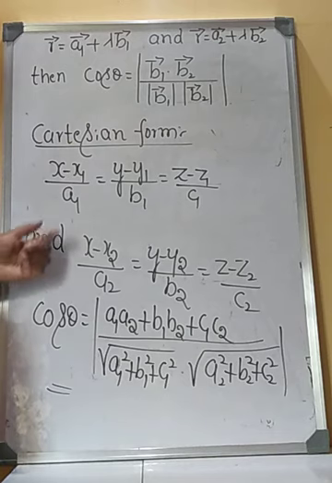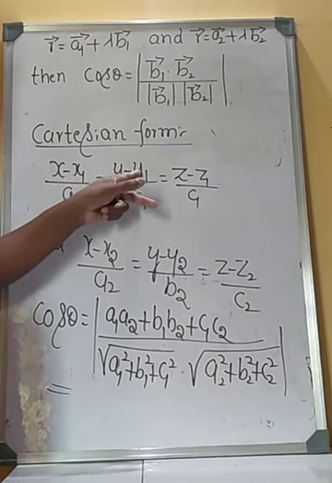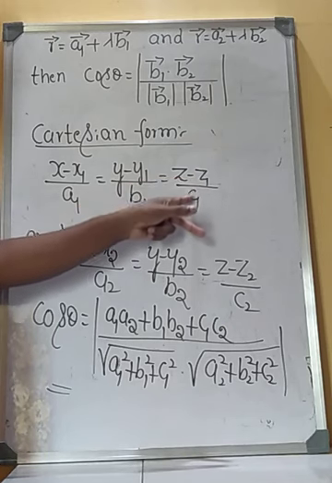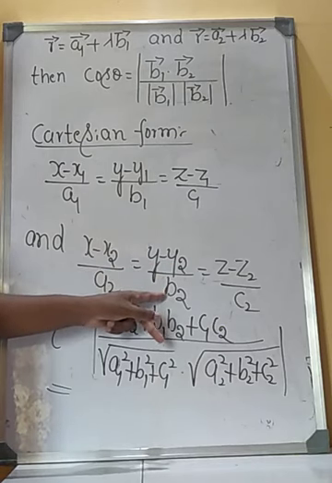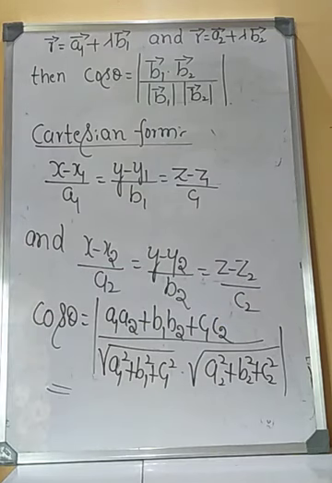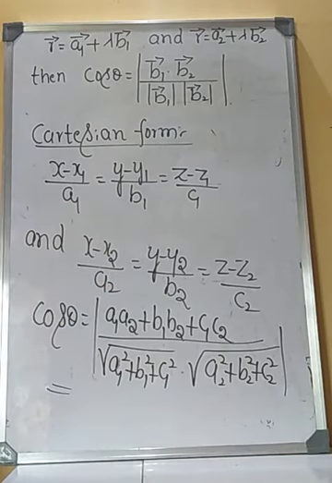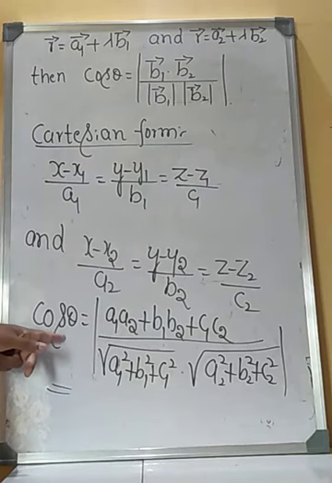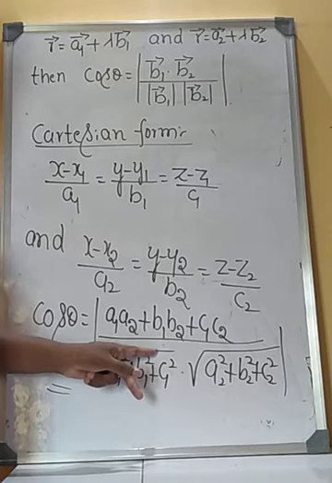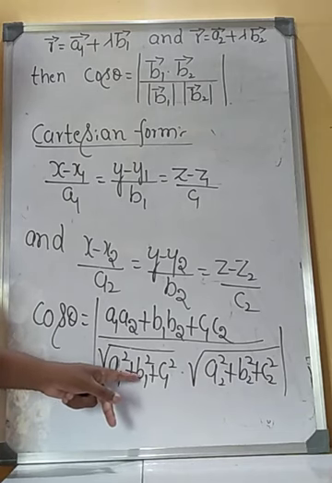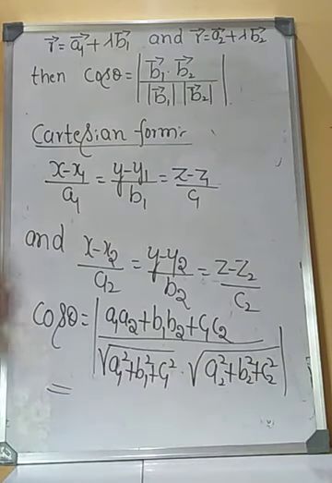In Cartesian form, if theta is the angle between the lines given by x minus x1 by a1 equals y minus y1 by b1 equals z minus z1 by c1 and x minus x2 by a2 equals y minus y2 by b2 equals z minus z2 by c2, where a1 b1 c1 and a2 b2 c2 are direction ratios of line 1 and line 2, therefore cos theta is equal to magnitude of a1 a2 plus b1 b2 plus c1 c2 dividing by root of a1 square plus b1 square plus c1 square into root of a2 square plus b2 square plus c2 square.